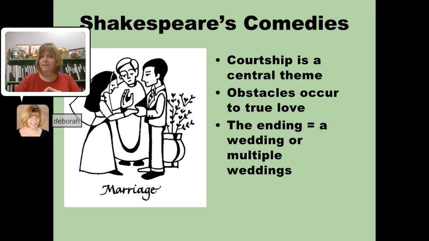Now, in Shakespeare's comedies, we often find that courtship and love are the central theme. Sometimes they follow that classic pattern of boy meets girl, boy loses girl, boy gets girl back again. But usually there's some sort of a courtship and something's in the way. There's some sort of obstacles happening to true love. And the classic ending to a Shakespearean comedy will be a wedding, or sometimes even multiple weddings.